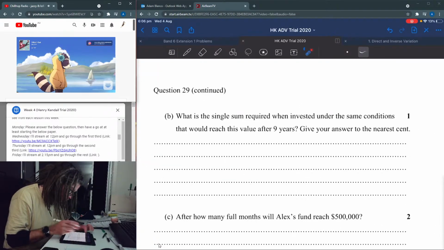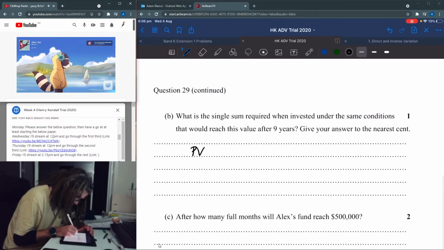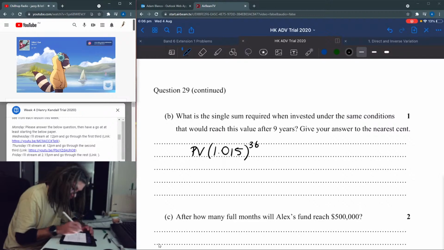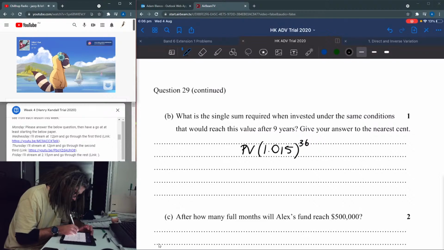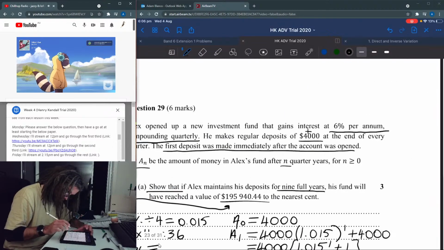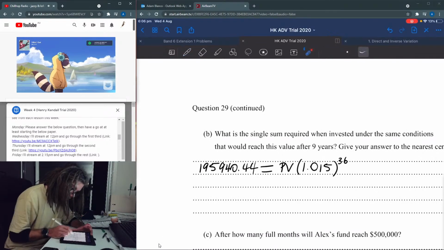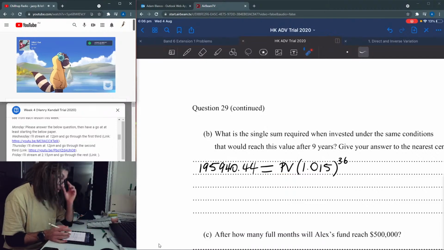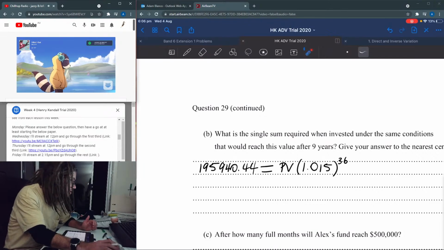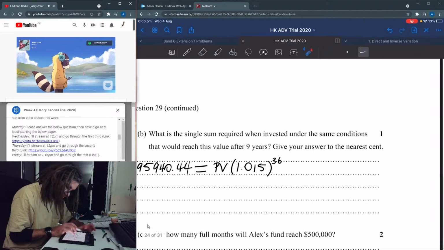So in other words, I dump one thing in, my present value. I want that to compound over 9 years, so 36 months. And I'm saying that I want it to reach what it reached before, which was 195,940.44. Okay, so what amount do I have to dump in rather than me spending all this time every month putting $4,000 in? So that's kind of what I'm starting with. Is that right? Yeah. Now I'm just going to solve this. So this is pretty easy. This should just be 1 mark, yeah.